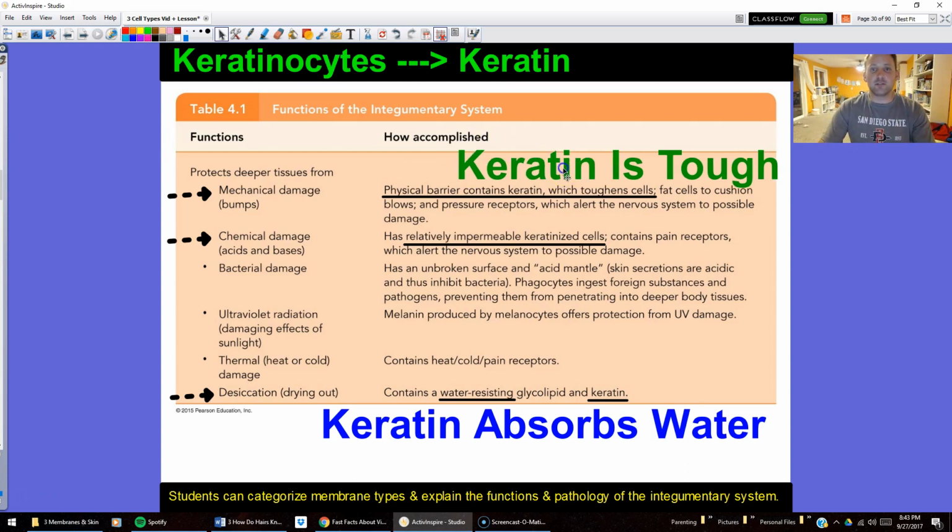So keratin is tough. Going back to your book, in that table of functions, keratin provides protection against mechanical damage, chemical damage, and because it holds on to water so well, it prevents desiccation or drying out. So when I say that your sebaceous glands produce oil that moisturizes the skin and hair, your keratin also does pretty much the same thing. It moisturizes in that it doesn't really lose water. It absorbs water and prevents drying out.